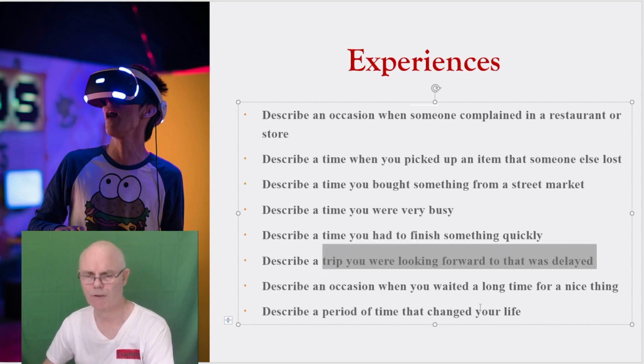A trip you were looking forward to that was delayed. So this is in the past. You've been on the trip, but it was delayed. I suppose it's possible that it was a trip you were supposed to go on in the past and it's been delayed and you're going to go on it in the future. That's possible. It's probably easier, though, to talk about a trip you've already done.